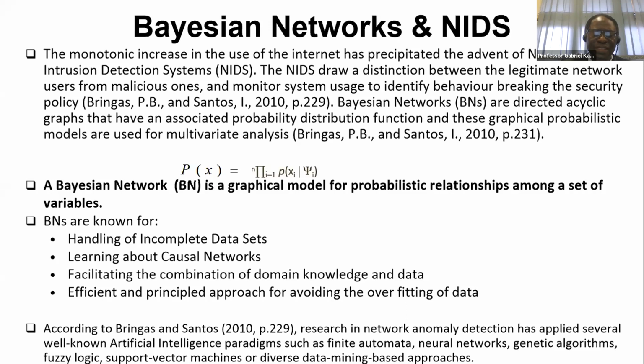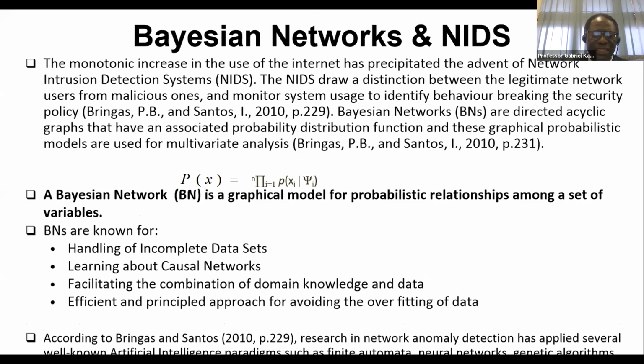And so these Bayesian networks mathematically can be represented in a graphical way, and then one can compute software and tools that can also guide the possibilities of intrusion and the various activities that can take place in a network. So these Bayesian networks are very useful and have been commonly used in handling cases where you are dealing with incomplete data, looking at causal networks, which can link different possibilities, as well as the combination of domain knowledge and data and other principles and approaches of fitting data.